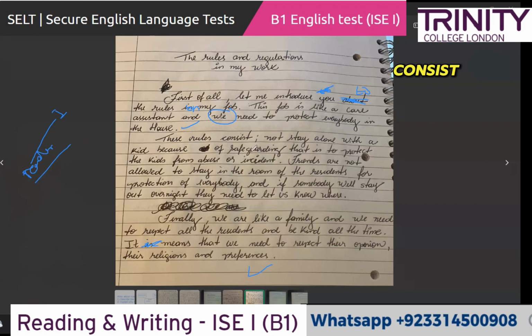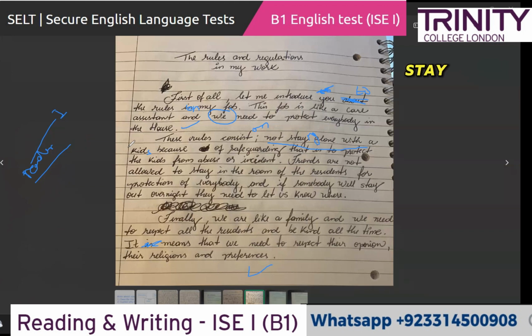These rules consist of not staying alone with kids because of safeguarding. Are you saying that not leaving the children alone? Not leaving the children alone, like somebody should accompany them, right or wrong? They should not be alone. Children should always be with someone.